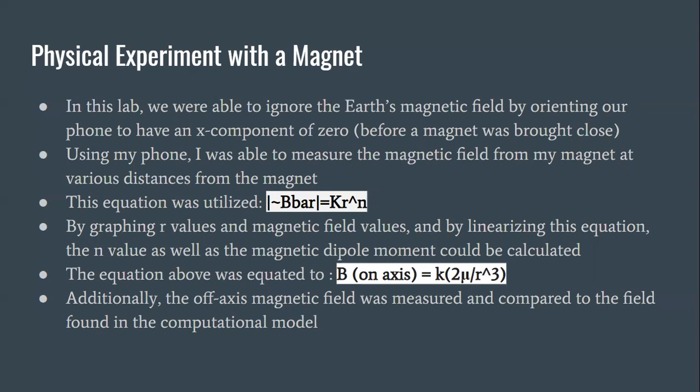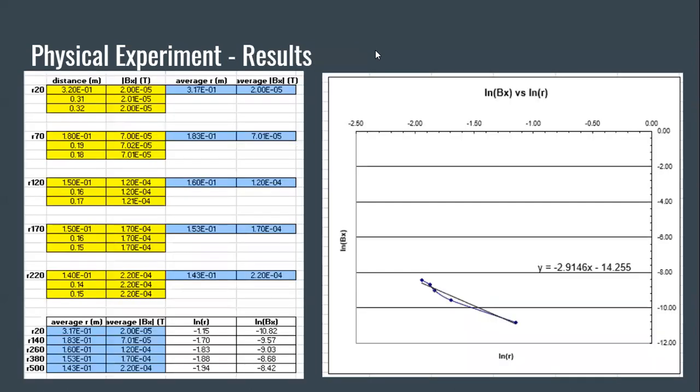Additionally, the off-axis magnetic field was measured and compared to the field found in our computational model from GlowScript. So here's some of the data that I found in my physical experiment. We can see that I put my magnetometer a certain distance away from the magnet, and I measured the magnetic field. The averages were taken, and the graph is here on the right. We can see our N value was around -3, and from the intercept we can calculate the magnetic dipole moment.